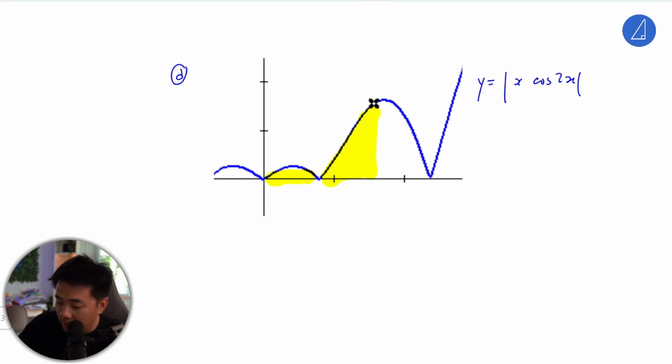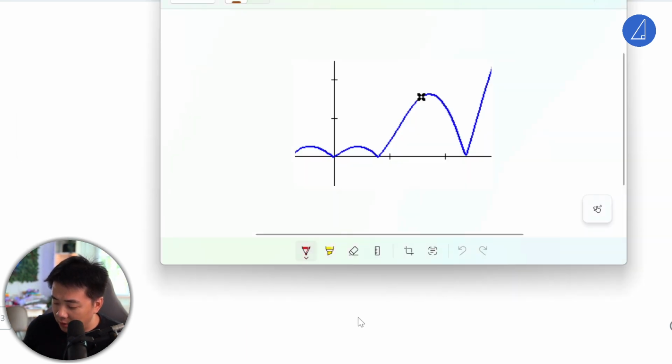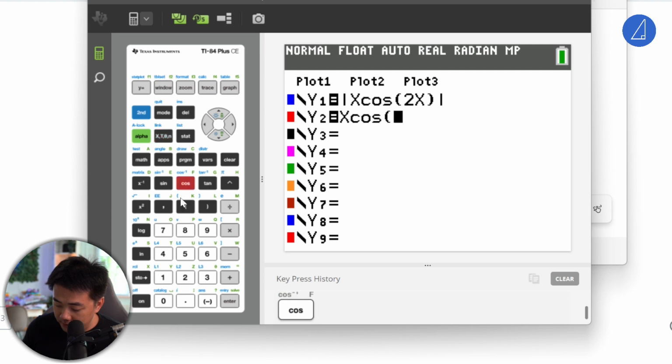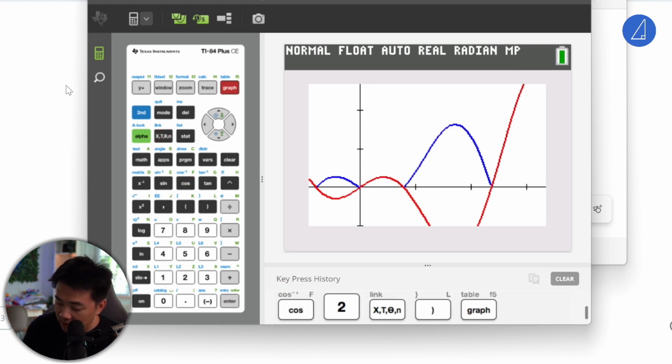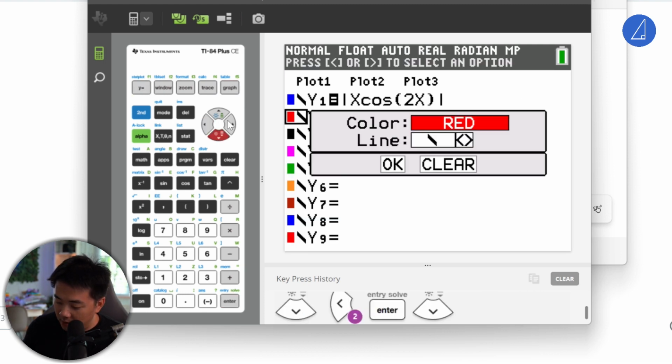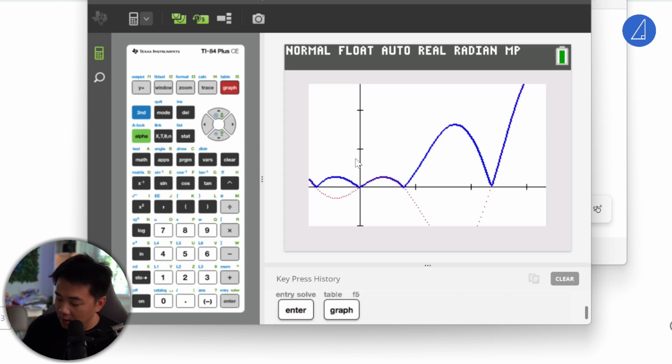Okay. Now the main thing is to understand which part of the graph is being flipped up. If you're not sure, what you do is you draw the original graph without the modulus. So let's say this is x cosine 2x. When you graph it up, you see this guy. You can put it as dotted, then the dotted one will look nicer like that. So these are the original graph here. We know the original graph is this one. So this is being flipped up.